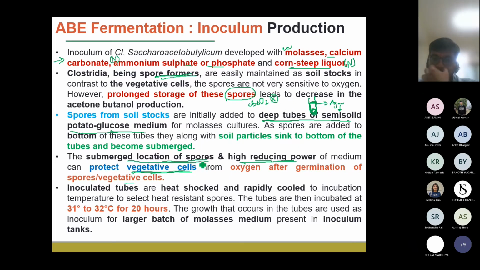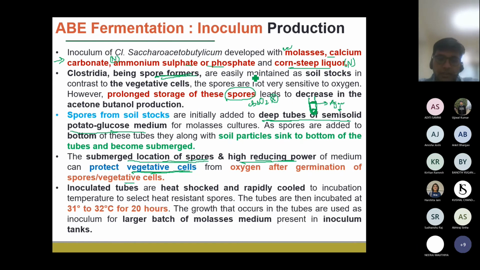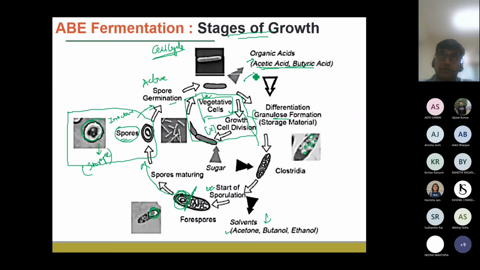Okay, and once it reaches the vegetative cell stage, it starts to produce the organic acids, especially acetic acid and butyric acid. So it will be used as an inoculum, and then it will be used for the production of the organic acids or acetic acid. So these are the stages of the growth of the Clostridia species.